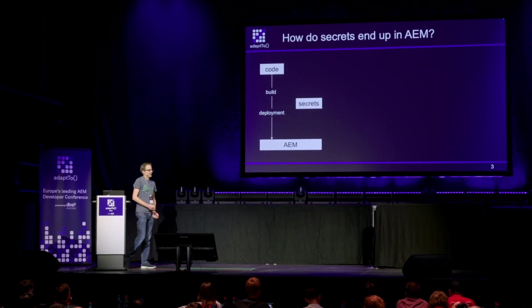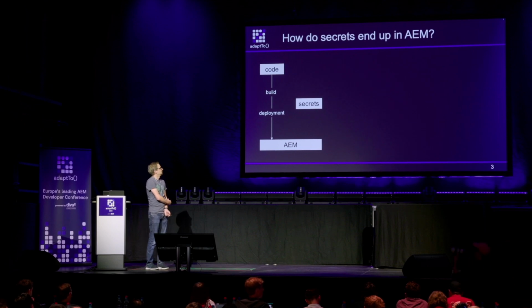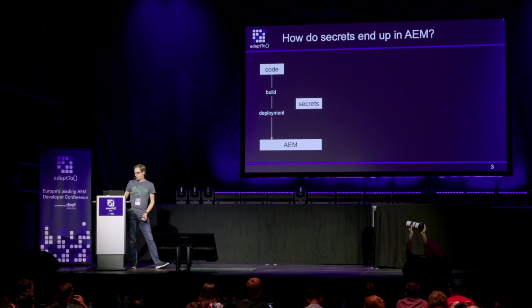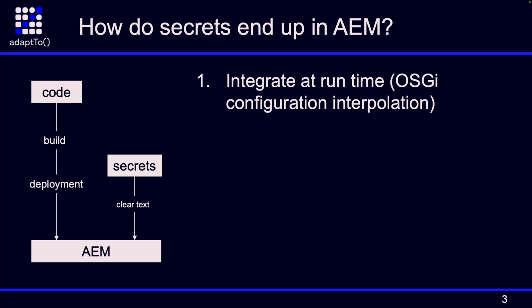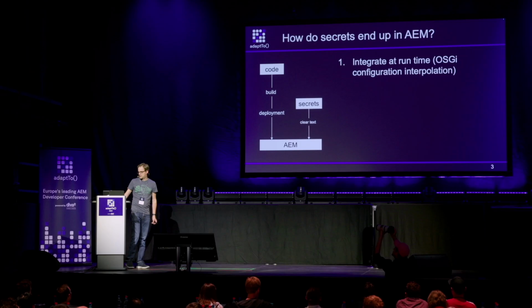So how do secrets in general end up in AEM? Let's first have a look at the best case, basically. The best case would be it is directly being injected. You can leverage that, as already said before, via OSGI configuration interpolation. So no need for encryption here at all. So this is the best case, but unfortunately, you cannot always go that route.